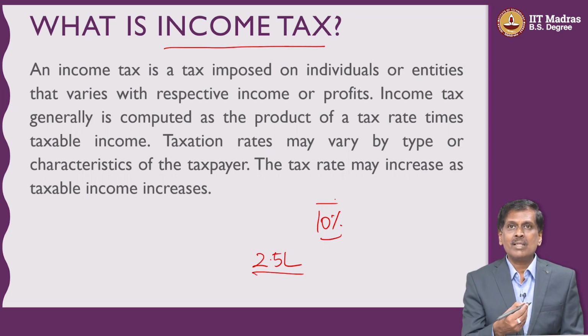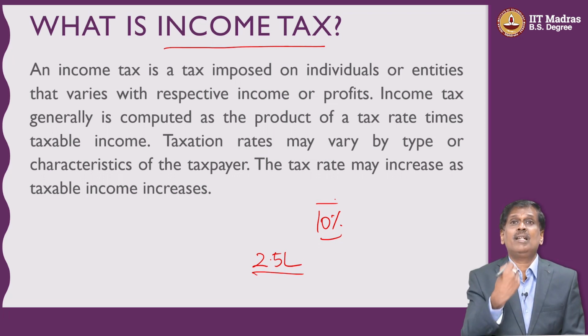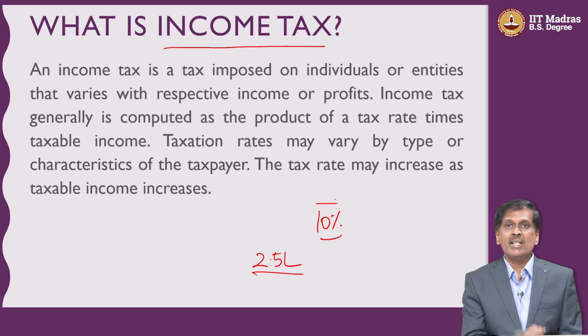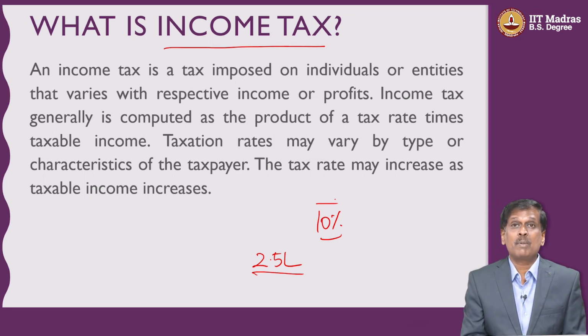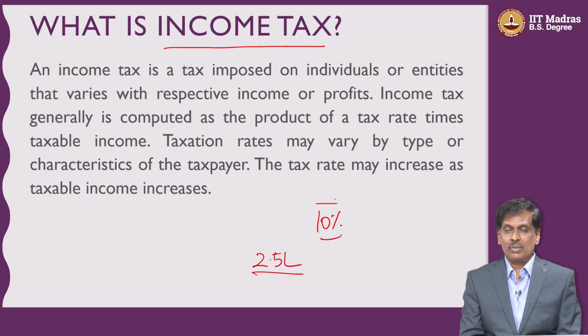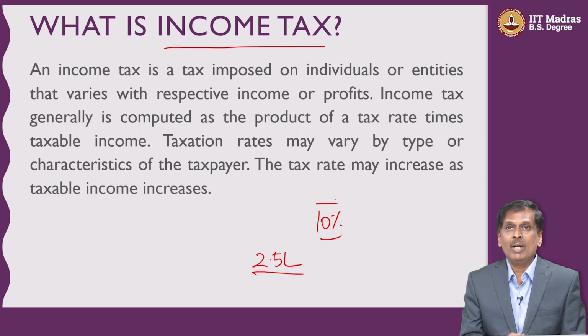I think 10% is a very nominal amount: out of 100 rupees, you give 10 rupees. So what does the government do with the 10 rupees? The government goes and spends on further infrastructure. For example, 20 years before, we didn't have the express highway in Chennai, the Rajiv Gandhi highway, the OMR road and all that stuff. So they have to build all the projects. That's why income tax is there.